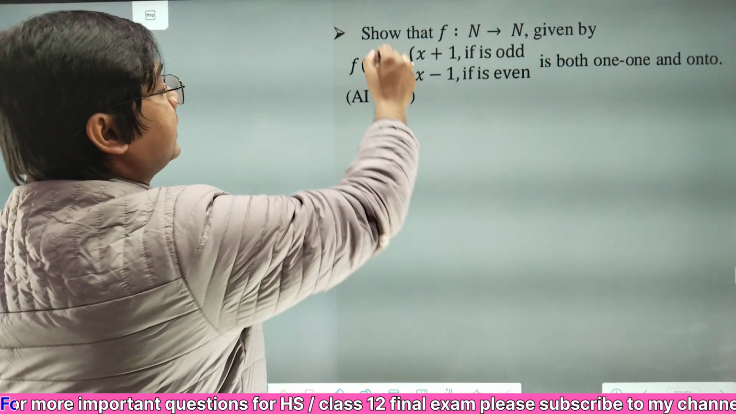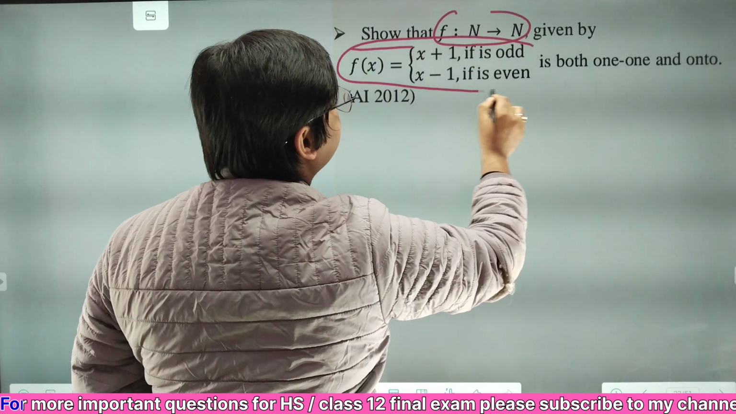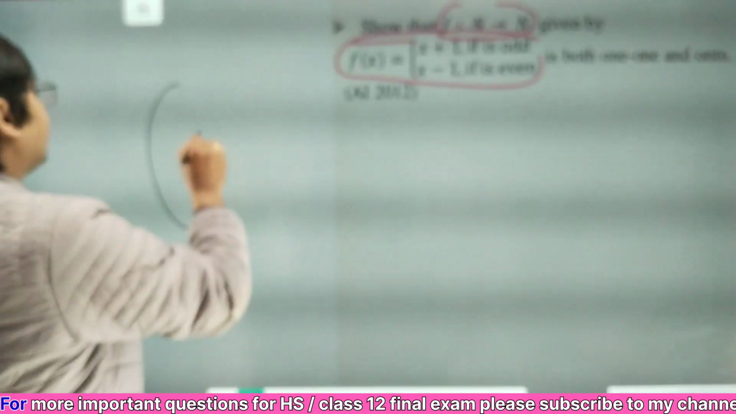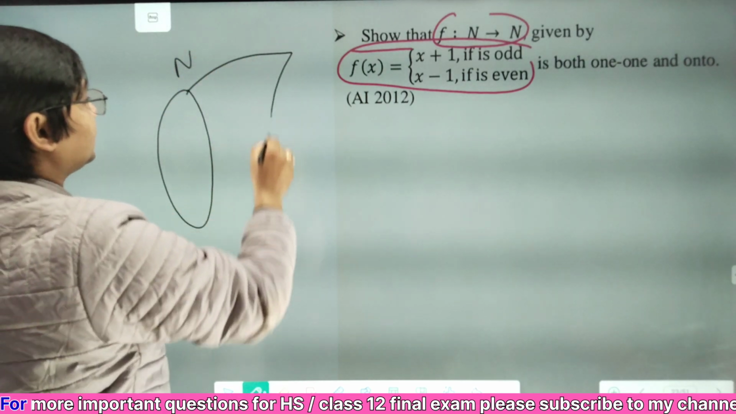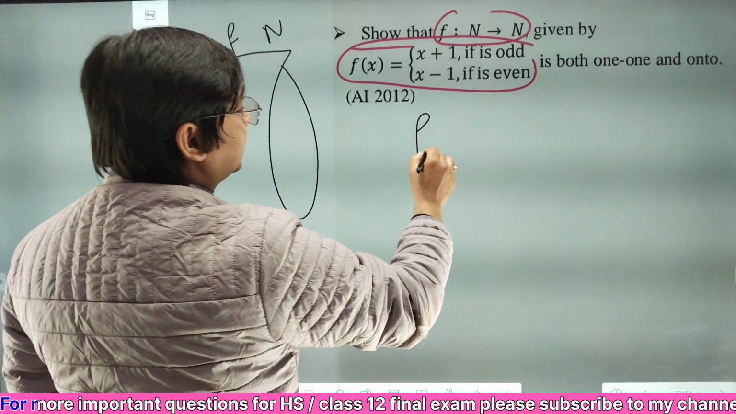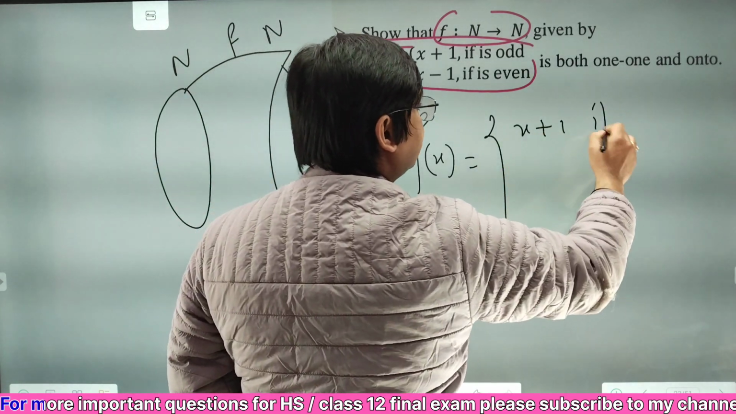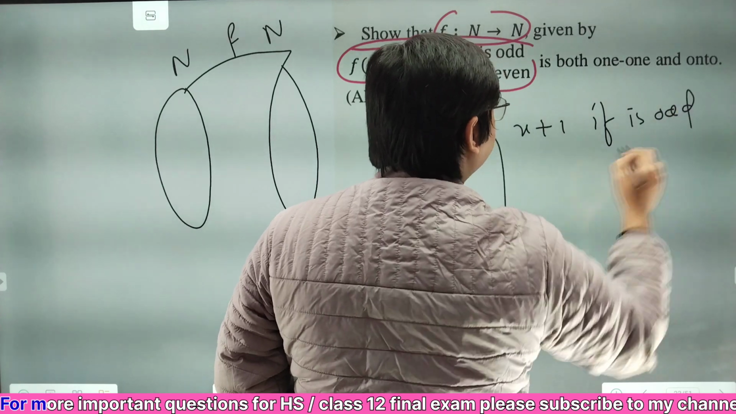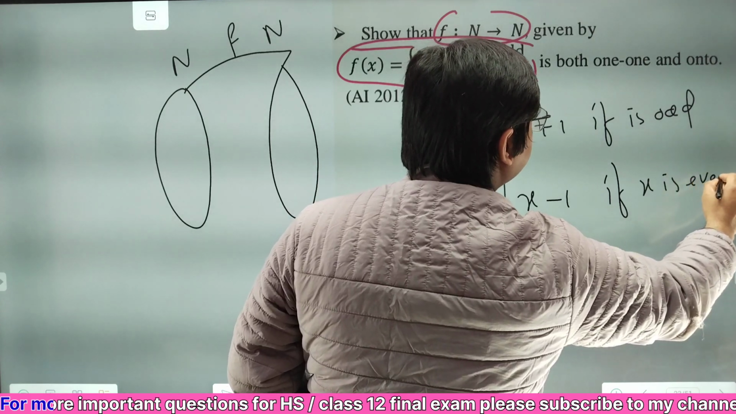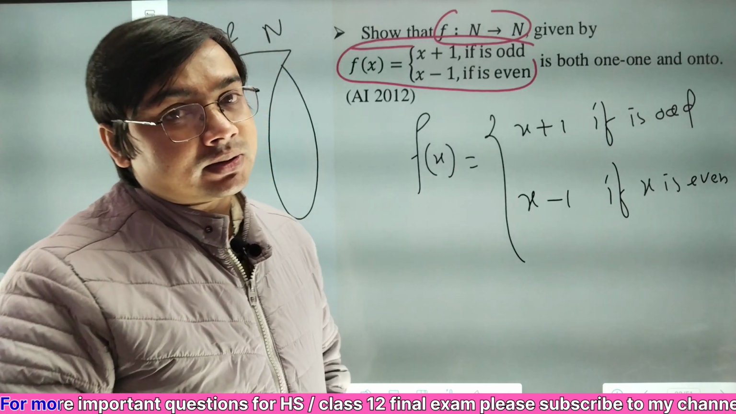Okay. So question here: show that f is a function from N to N, given in this way, is both onto and one-to-one function. Here you see f is a function from N to N, and they define it like this way: f of x equals x plus 1 if x is odd, and x minus 1 if x is even. Yes, so this is our function and we need to show this function is onto as well as one-to-one.